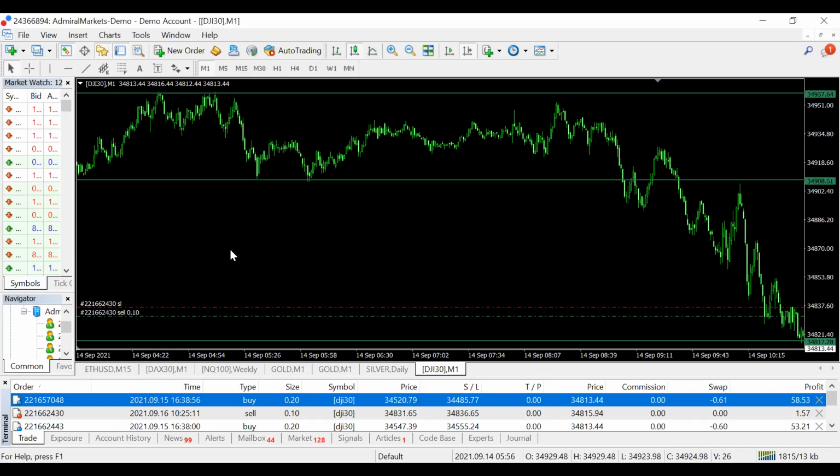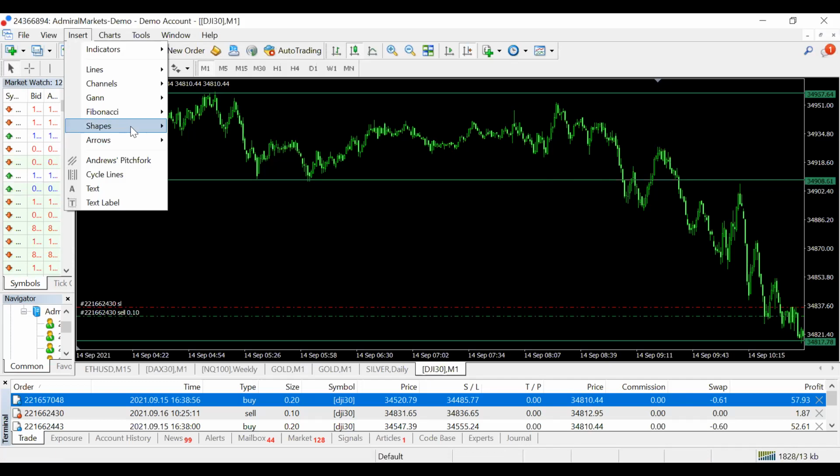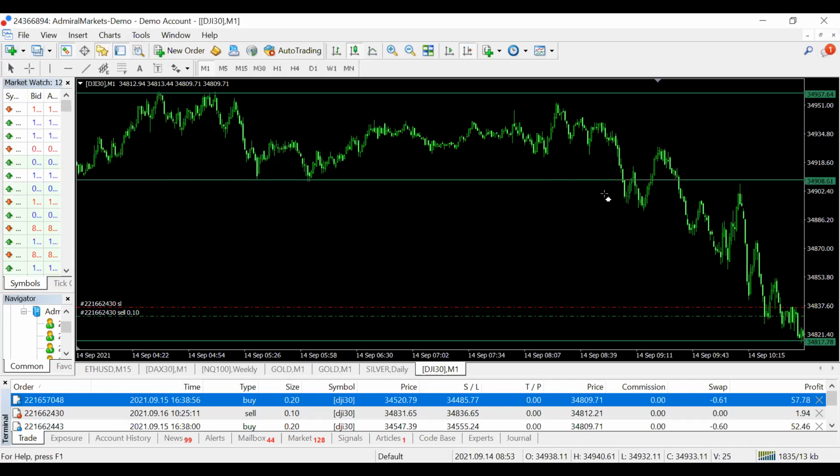Now we are using M1 charts. So this is a 1 minute chart. Okay. So this was a ranging period. And after ranging, we could see a breakout, which means that the price has left this range.